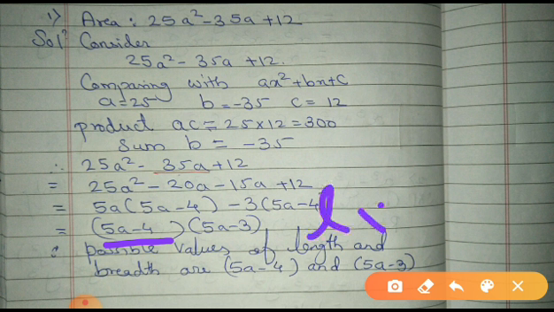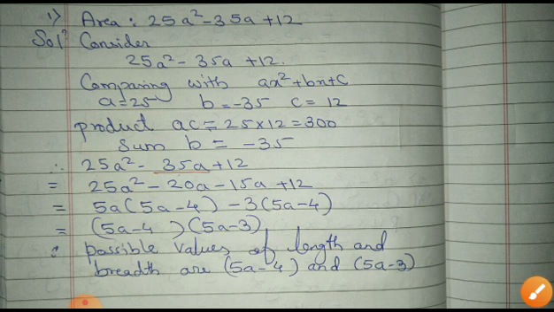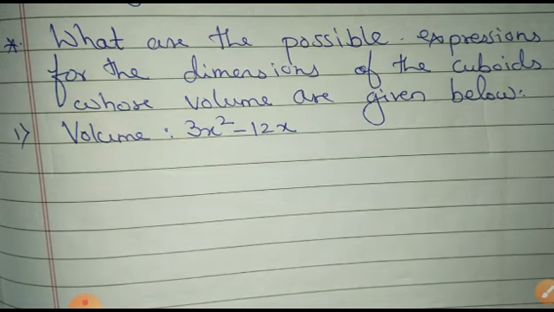Area is what? Length into breadth. So I can take my first factor as length and the second factor as breadth. So the length will be 5a minus 4 and breadth I can take as 5a minus 3. Clear?